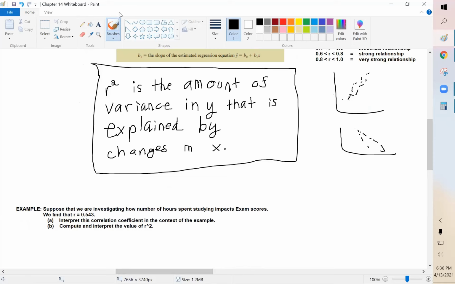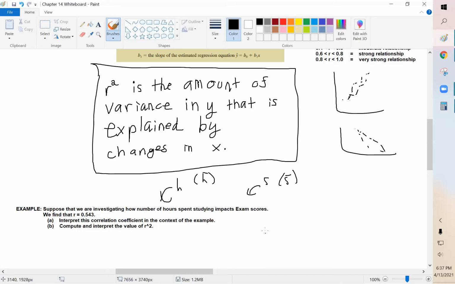So let's start with a very boring, mundane one. Let's suppose we're comparing our hours spent studying and exam scores. In this case, we could call this H, and we could call this S, in which case that would correspond to H bar and S bar. We're not calculating that for this problem, but on the exam, you'll see that notation. So we want to interpret this correlation coefficient in the context example. What does that mean? First of all, without the context, just explain what an R of 0.54 means.